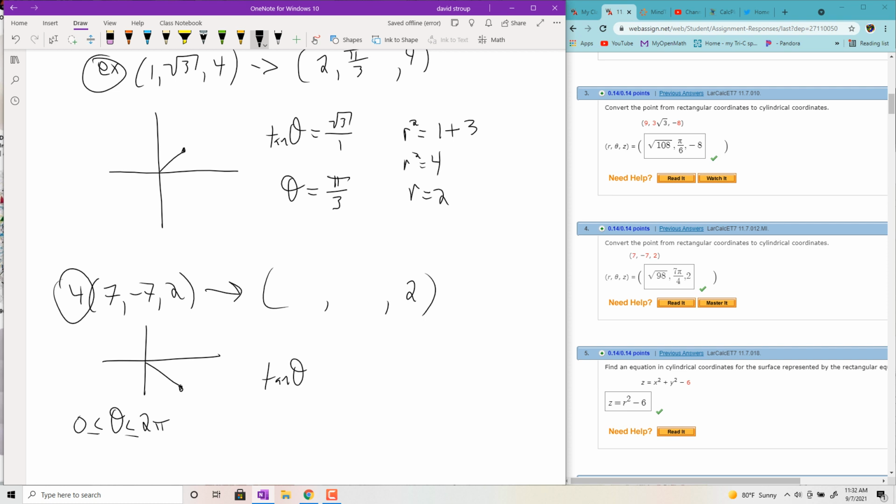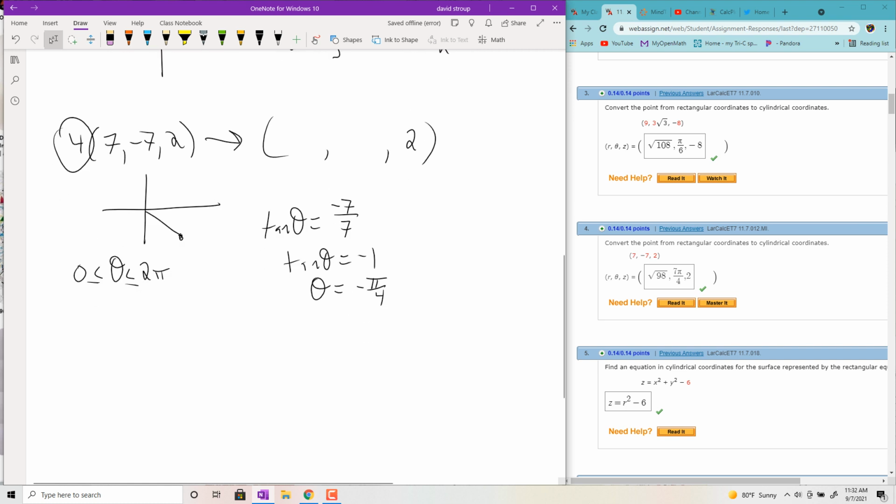So we have tan of theta equals opposite over adjacent, so -7 over 7, y over x, which gives me tan of theta equals -1. Normally, if you put that in your calculator, you're going to get negative pi over 4. If you need it between 0 and 2 pi, this is the calculator answer, so you just get the reference angle, which in this case would be pi over 4. Then for the official theta, you would take 2 pi minus pi over 4, and that would give you 7 pi over 4. But I bet the computer will take either answer. I'm not sure, but I bet.